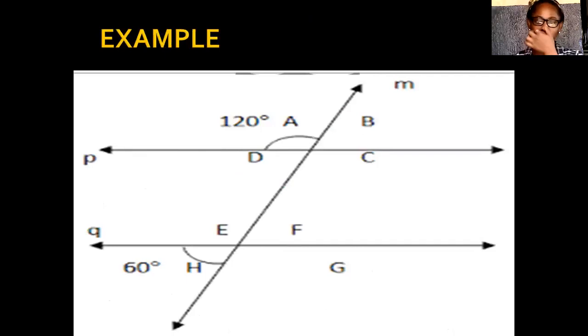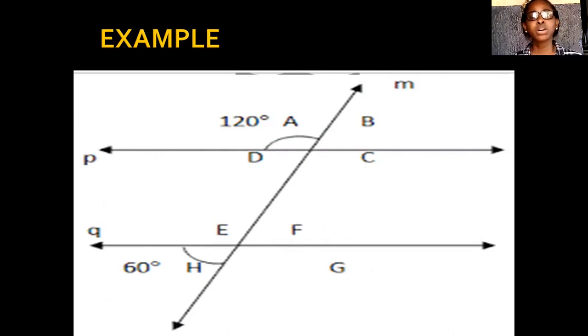So now we want to treat examples on angles on parallel lines. This is an example on it. This is a line. These are the parallel lines, and this is a transversal or intersecting transversal. So now we're asked to find the value of A, B, C, D, E, F, G, and H.